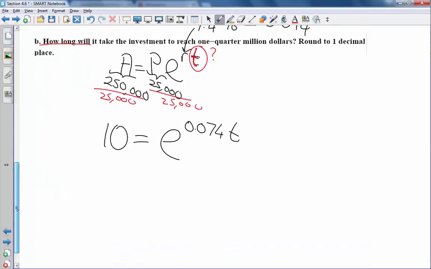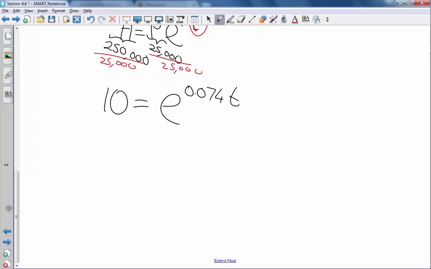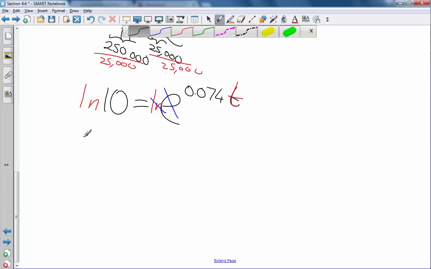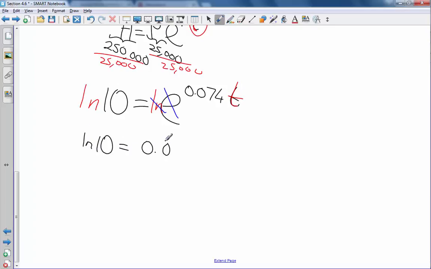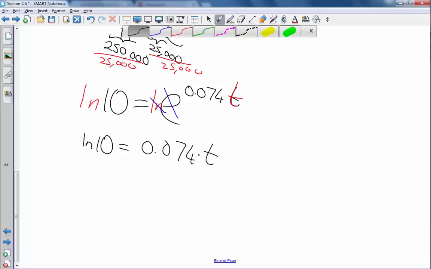Here you're safe. It's just 10, do it then. Okay, we still need to bring our princess down. This is T, time. So I will do ln again with no difference. And ln 10 will be 0.074t. And to get to t, all you need is division.